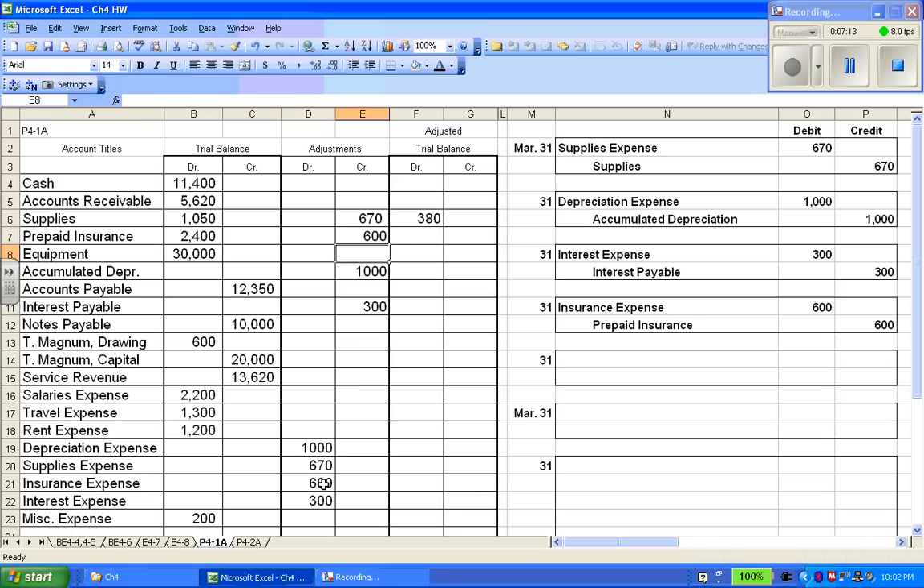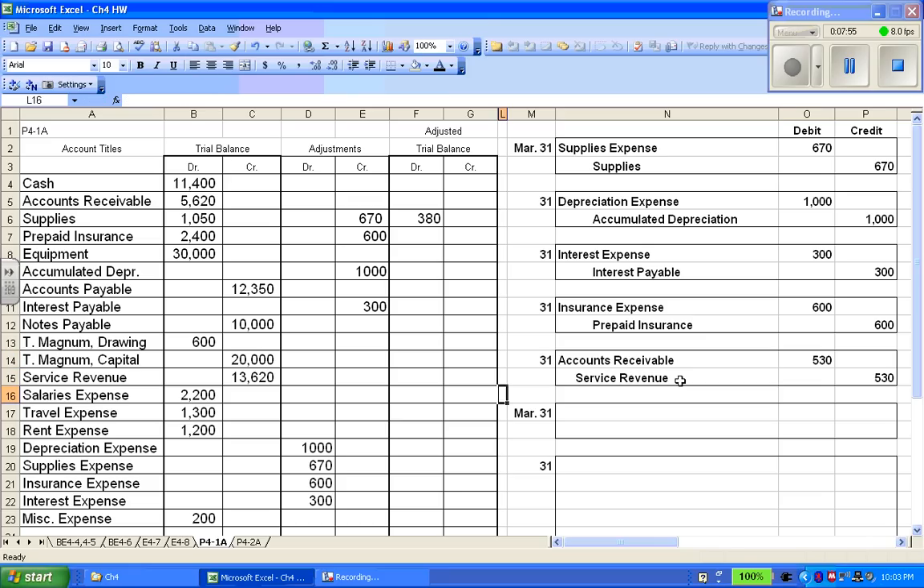Okay, the last adjusting entry. They tell us that services provided but unbilled at March 31st total $530. So we provided services. That means that we earned revenue, but we haven't billed our customers yet. So that's an accounts receivable, and it totals $530. If I earned revenue, I'm going to be crediting the service revenue account. So I have a debit to accounts receivable for $530 and a credit to service revenue of $530.